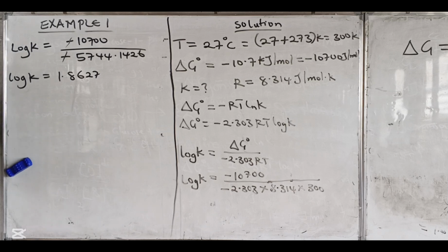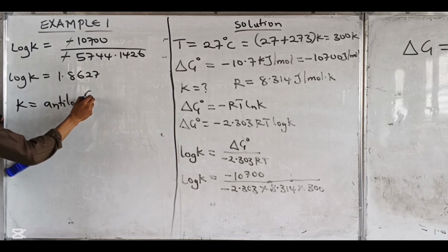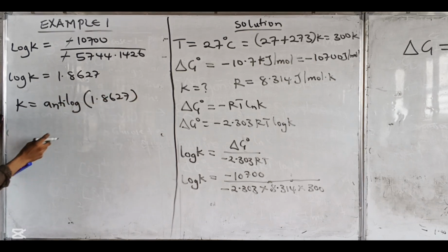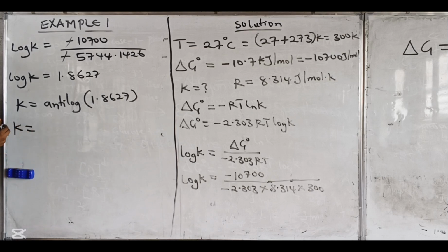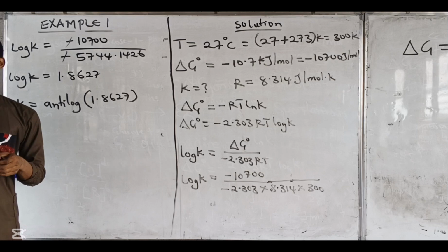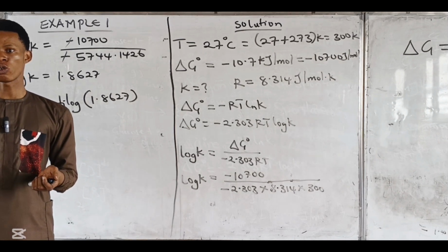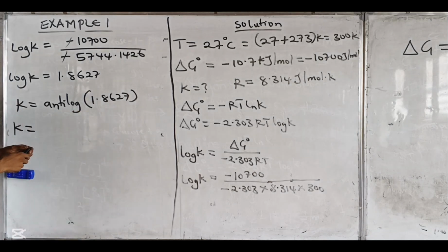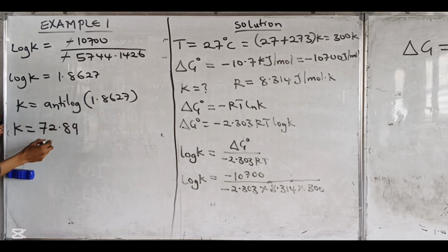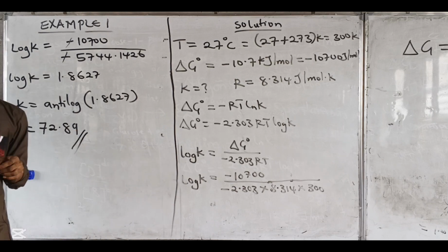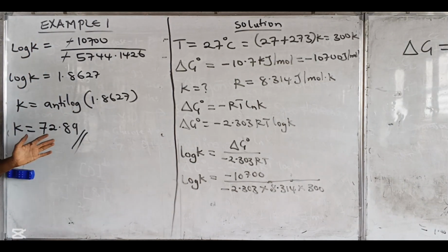Now we've gotten log K, but what were we asked to find? K, right? Not log K, right? Now to remove log, what do you do? You take the anti-log. So K will be equal to the anti-log of 1.8627. For those of you that don't know how to press anti-log, anti-log is just shift log. You press shift, then you press log. That will give you anti-log. So anti-log of this is 72.89. What's the unit? Equilibrium constant has no unit, so it is unitless. So the answer is this. This is our answer. You go your way.